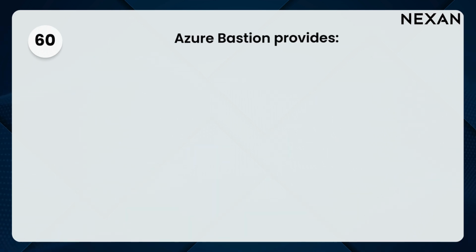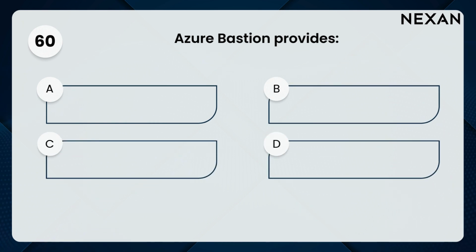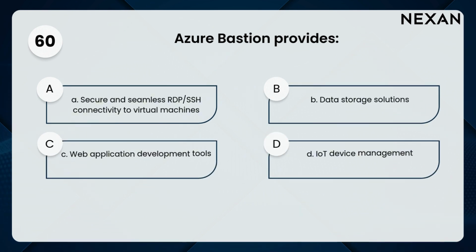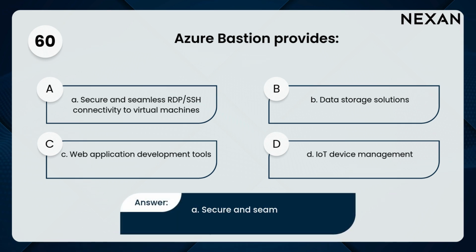60. What is Azure Information Protection primarily used for? A. Managing virtual machines, B. Protecting sensitive information, C. Web hosting services, D. Data analytics. Answer: B. Protecting sensitive information.